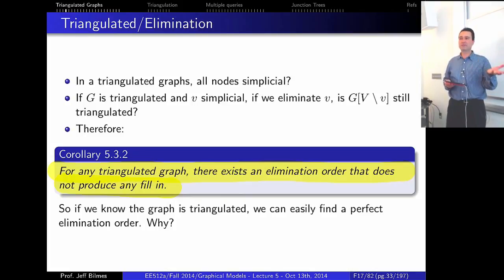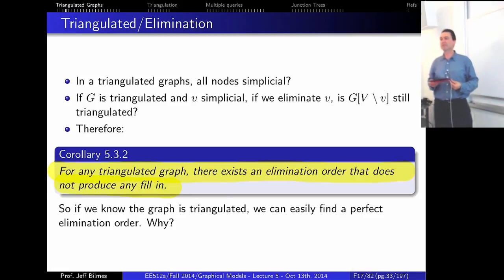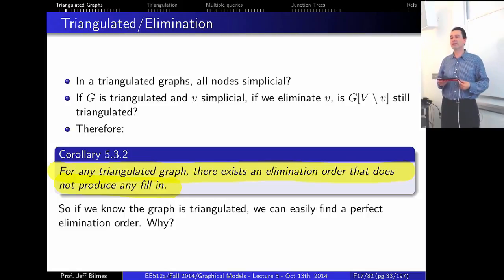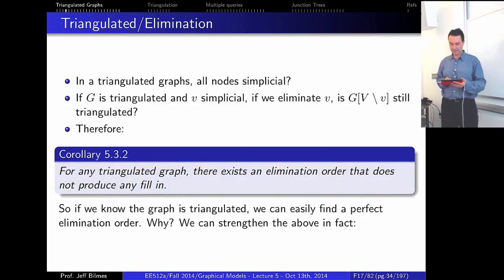Yeah, we just keep finding simplicial nodes. We know there always exists one. We find a simplicial node and eliminate it. We're guaranteed that after we eliminate a simplicial node, the graph will still be triangulated. If we eliminate a non-simplicial node, is the graph guaranteed to still be triangulated? No, but we know in a triangulated graph there are always going to be simplicial nodes. So we can easily find a perfect elimination order.